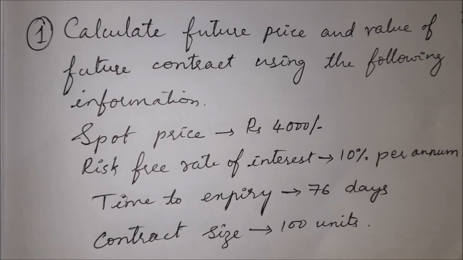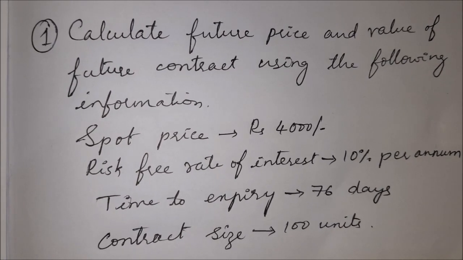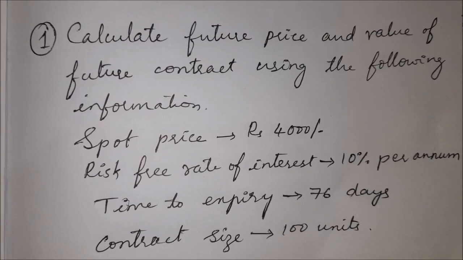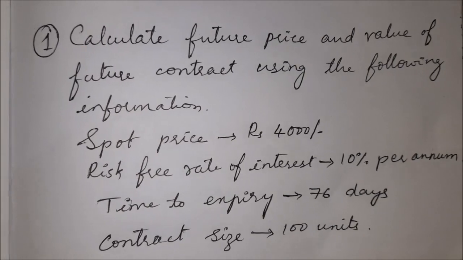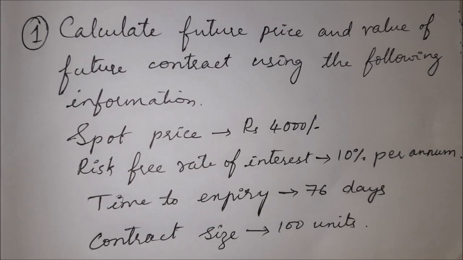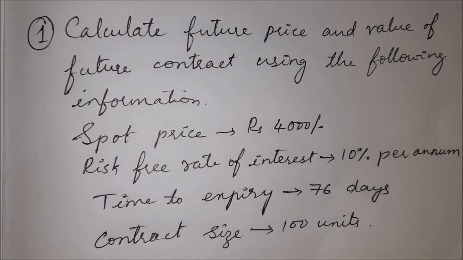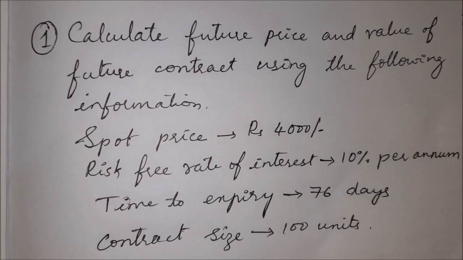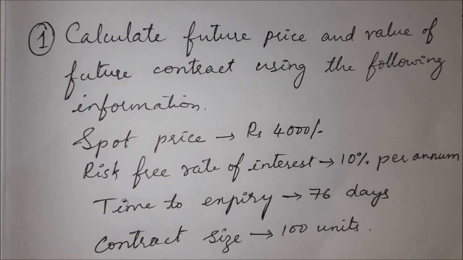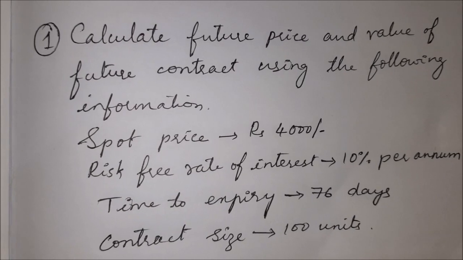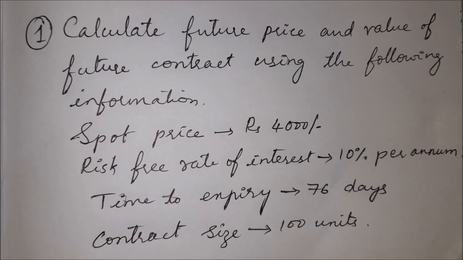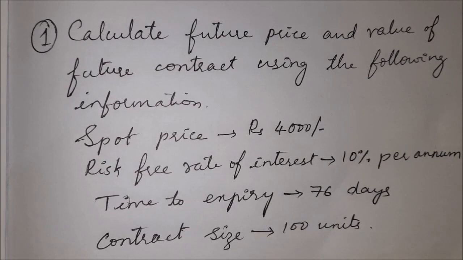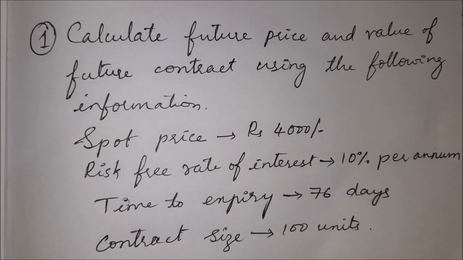Let us see one problem. Calculate future price and value of future contract using the following information. Spot price, that is S0, is equal to rupees 4,000. Risk free rate of interest, that is R, is given as 10% per annum. Here 10% per annum means you have to divide 10 by 100. Next one is time to expiry, 76 days. So for that we have to divide 76 by 365 days. Next one is contract size, that is 100 units.